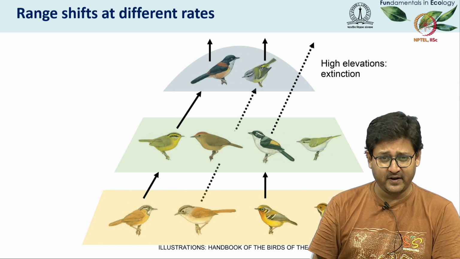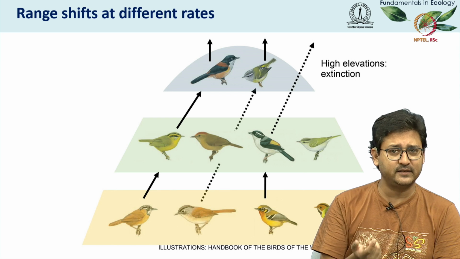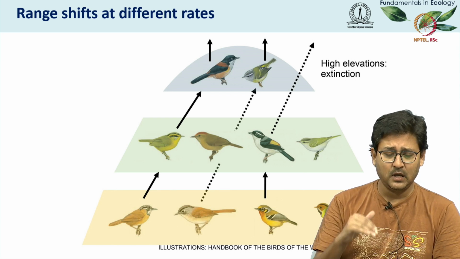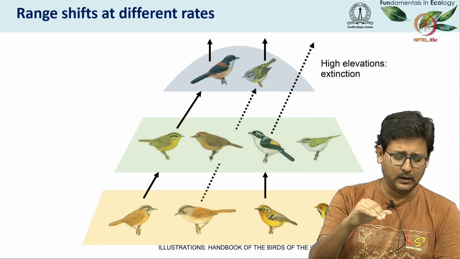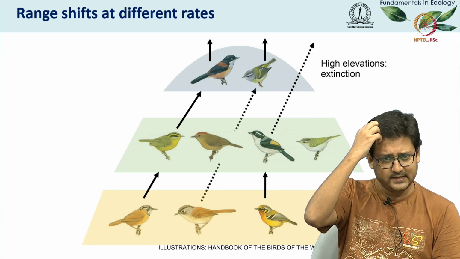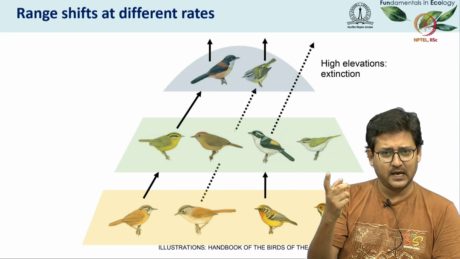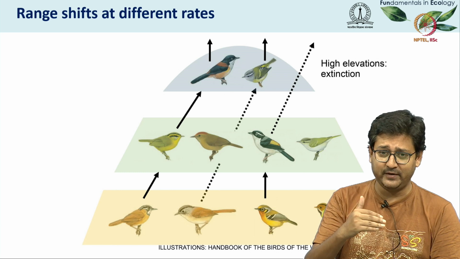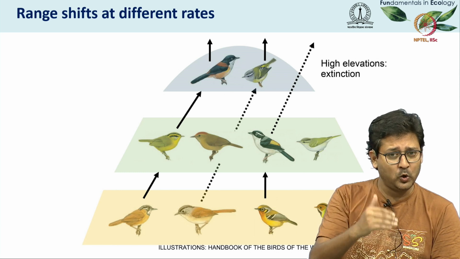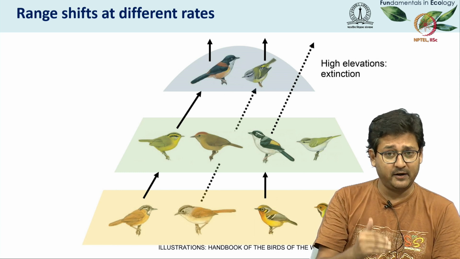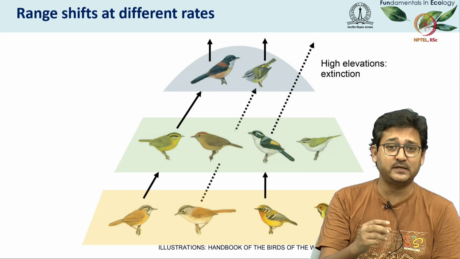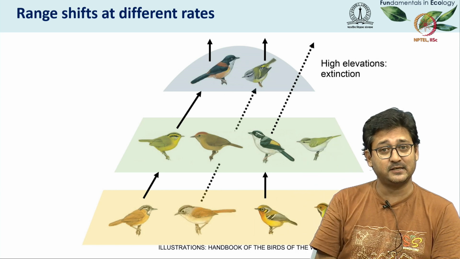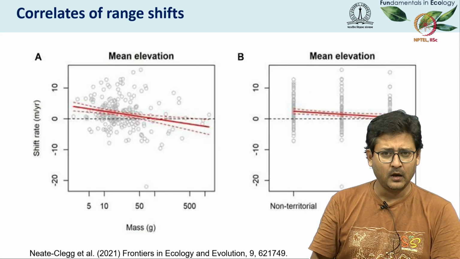But these ranges shift at different rates. Some species might be more thermally sensitive than others, and so what we expect to see with elevational range shifts is extinctions at high elevations and defaunation or loss of species at low elevations, because as these low elevation species move to higher elevations, there are no other species that can come in and replace them, and so we're likely to lose species at low elevations because they're shifting their ranges, and lose species at high elevations as well because of extinction.